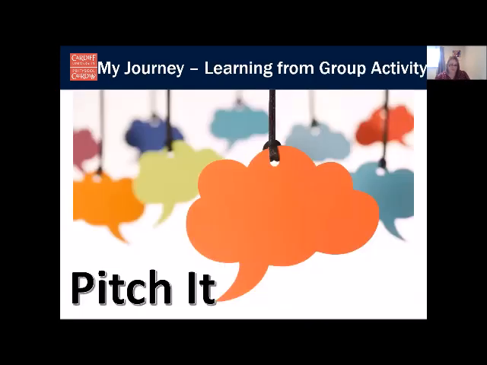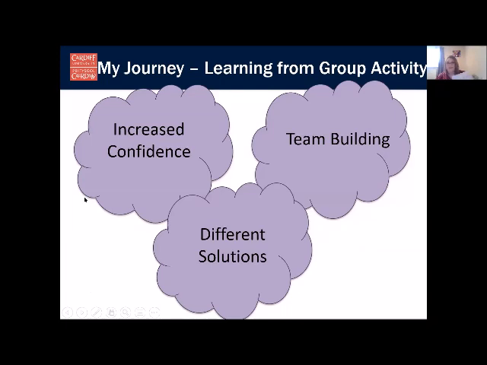Now, the group activity itself was not healthcare related, but instead encouraged us to work together as a group to design a pitch for a randomly chosen event from a randomly chosen venue. I think we had a little spinny wheel on the screen that helped us choose. And the group we had to pitch in with had a Halloween event at Fonmon Castle. Now, obviously I had some initial sceptical views on the activity and how much help it would actually be.